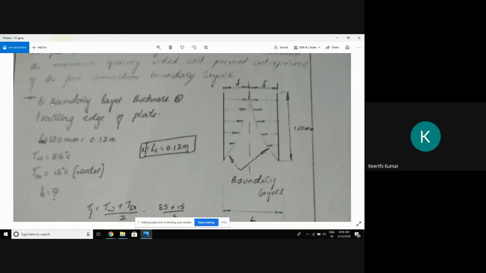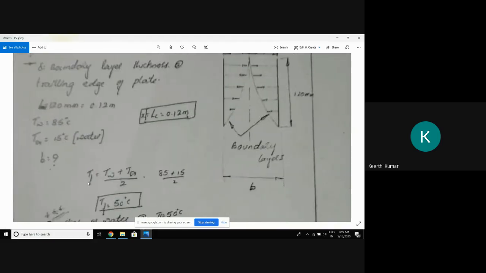So length of the delta is nothing but the boundary layer thickness at the trailing edge of the plate, that is, at the end of the plate. The length of the plate is 0.12 meter. Temperature of the plate is 85, and the fluid, that is water temperature, is 15 degrees centigrade.